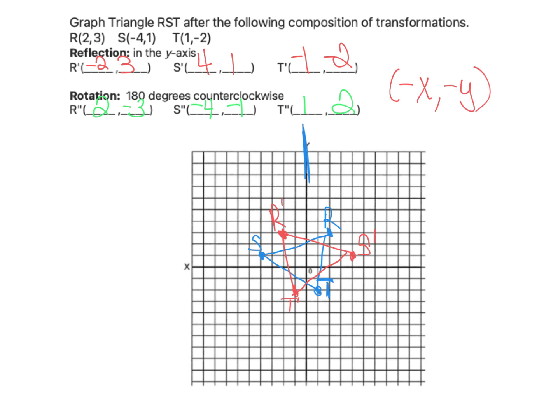So if we plot those points, we're at 2, -3. There's going to be our R double prime, -4, -1. There's going to be our S double prime, and T is at 1, 2. Oh, goodness, we're getting to be quite a little bit of a mess in here. T double prime, and if we graph it in there, that is a little bit of a mess, but the green is the red one rotated 180 degrees.